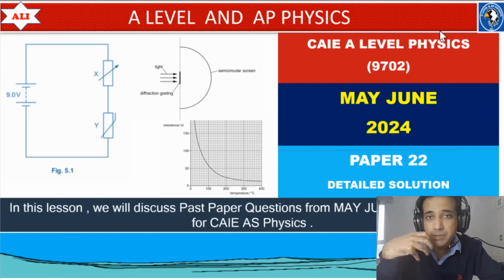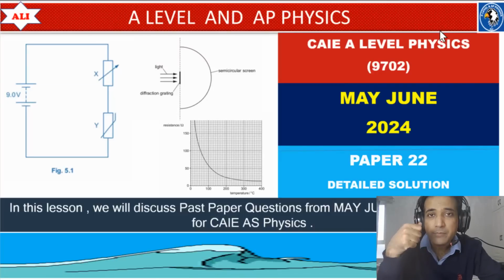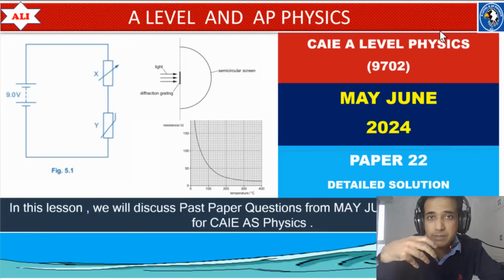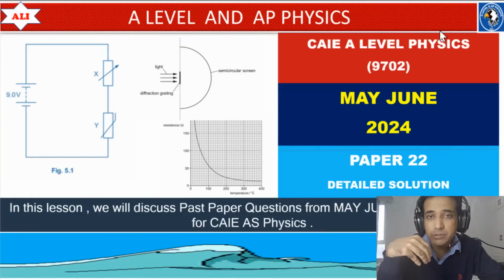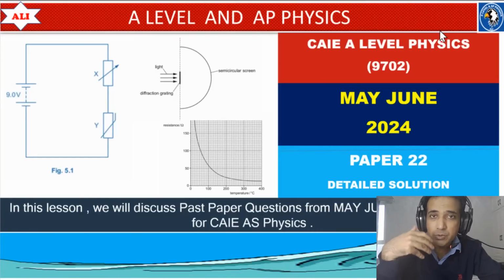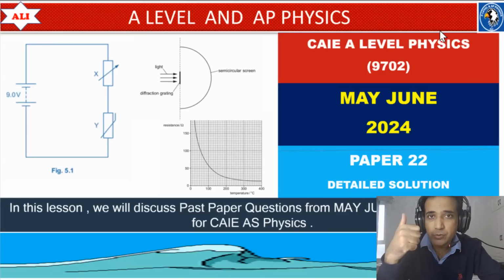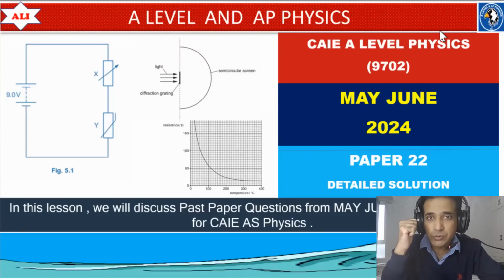Today's lesson, we will start from question number 5. We will talk about electricity. We will also talk about waves. And the last question, question number 7, is about radioactivity. So we are going to talk about electricity, waves, and radioactivity.